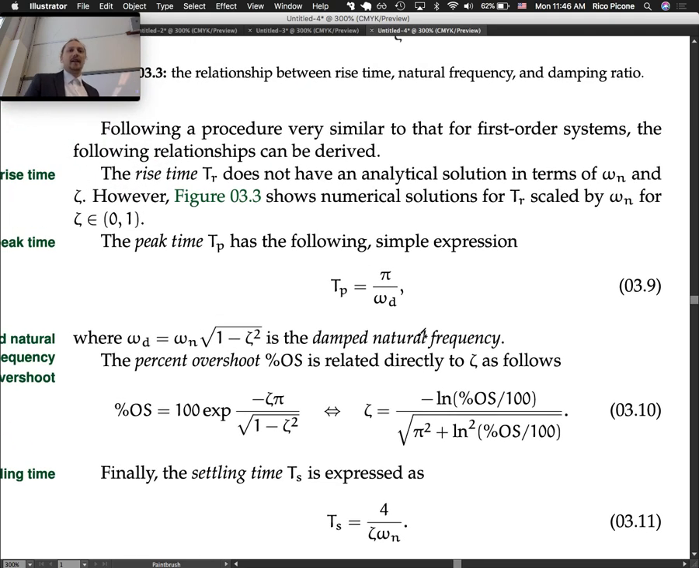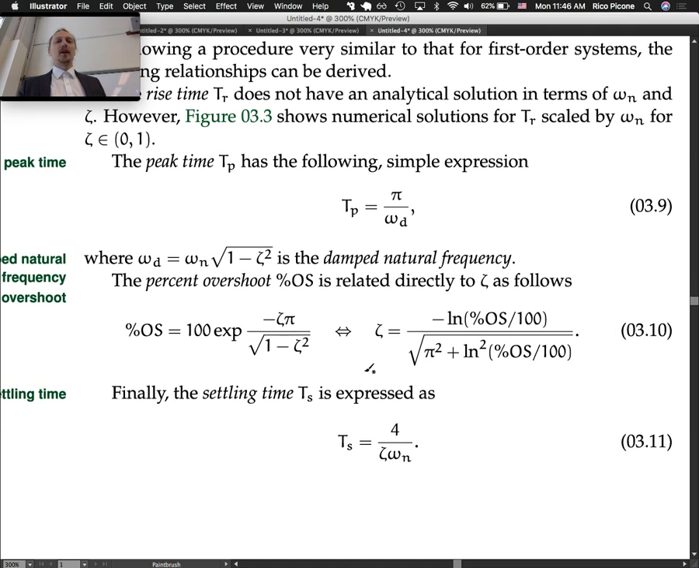Good. The peak time has the following simple expression. So this one's actually pretty easy to solve for, where the damped natural frequency is, by definition, omega n times the square root of 1 minus zeta squared. So the peak time is just pi over the damped natural frequency, which is pretty nice. The percent overshoot is related directly to zeta as follows. So the percent overshoot is this expression. So you can solve for it from zeta to percent overshoot with this version. Or if you have a percent overshoot and you want to know zeta, you can use this version. So those are explicit, and they're just percent overshoot and zeta.